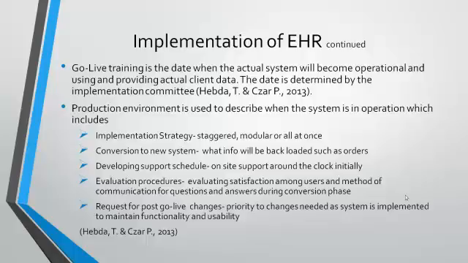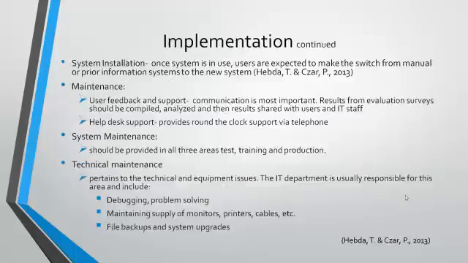The data is determined by the implementation committee. Production environment is used to describe when the system is in operation, which includes implementation strategy, such as staggering, modular, or all at once, conversion to a new system, which information will be backloaded, such as orders, developing support schedule, on-site support around the clock initially, evaluation procedures, evaluating the satisfaction among users, and method of communication for questions and answers, request for post-go-live changes, priority changes needed as the system is implemented to maintain functionality and usability.